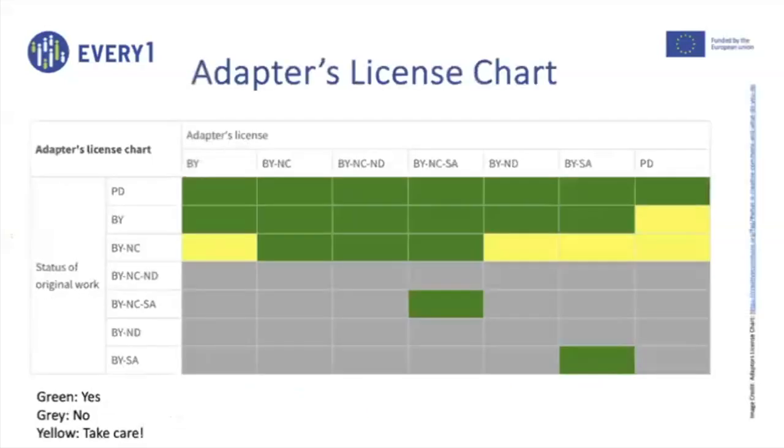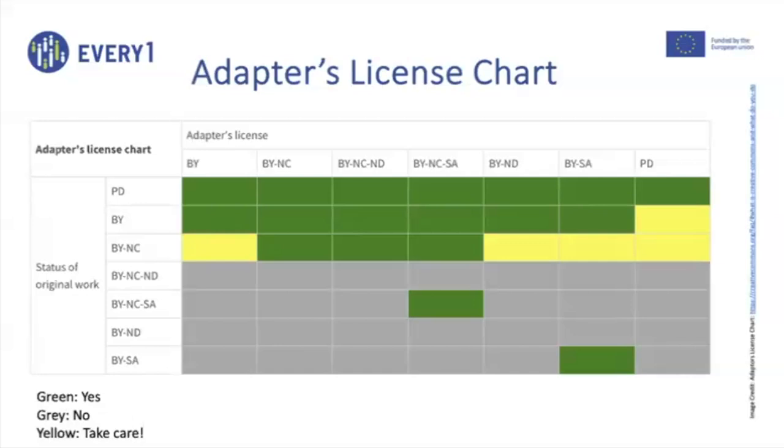And you can see here, there's a very handy adapters license chart, which indicates the kind of licensing we can consider applying to revised images, such as the one that we saw a moment ago. And you can see here that if we think about the cupcake image, it was a CC BY licensed image. If you look on the left hand side, it's about the status of the original work. And you can see that we've got quite a lot of flexibility.